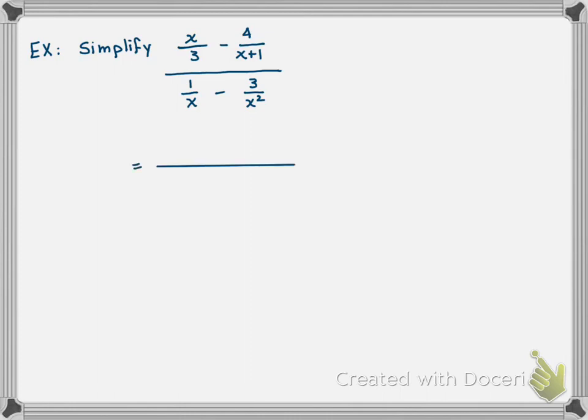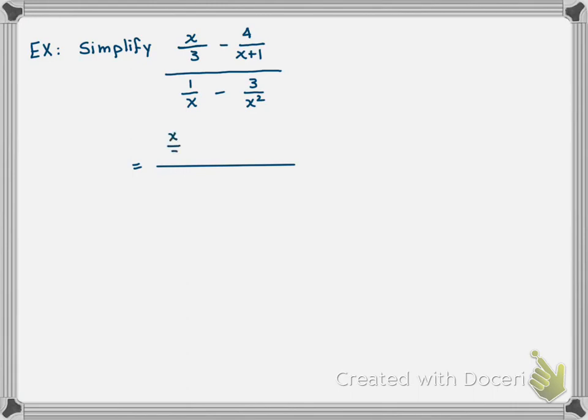x plus 3 over x squared. Okay, so what is your denominator in the numerator? Okay, so it's 3x plus 3. So 3 times x plus 1. Remember, we don't distribute the denominators. We keep them factored. So 3 times x plus 1 is your LCD. Okay.